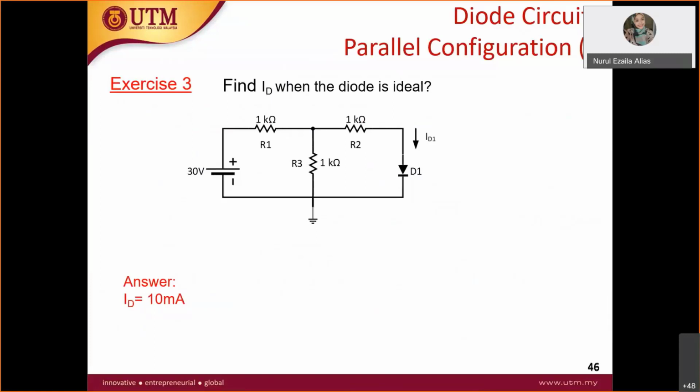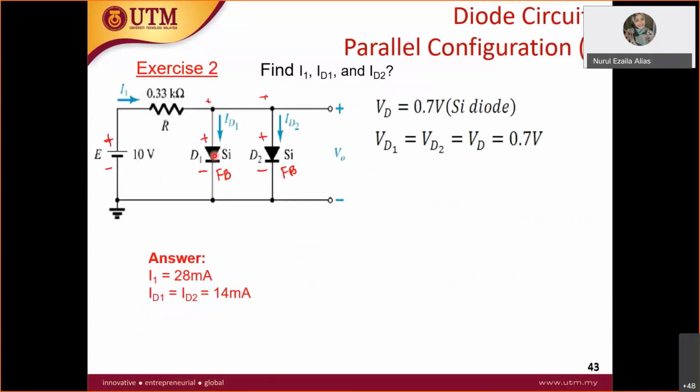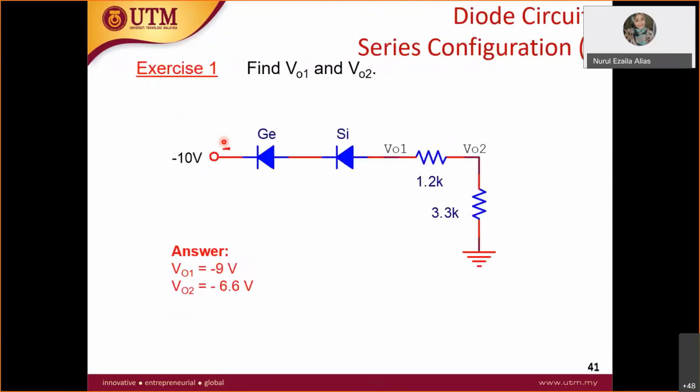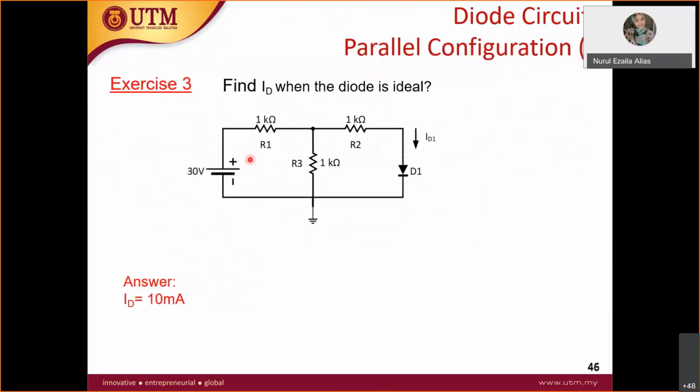Previously we have seen this is not an ideal diode. This is a silicon diode, as well as a germanium diode, meaning that when it is turned on, it will have a voltage drop. For example, here both are turned on, therefore the voltage drop is 0.7. However, this question says this is an ideal diode. An ideal diode can be turned on and turned off, but it doesn't have a voltage drop across it.